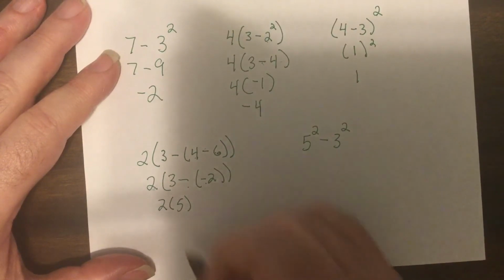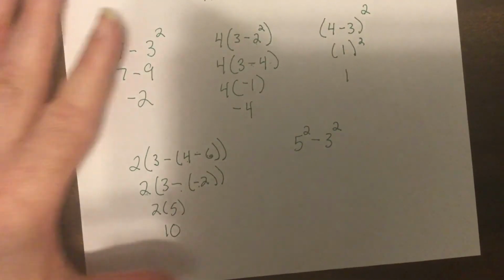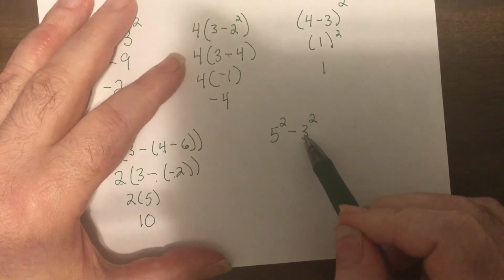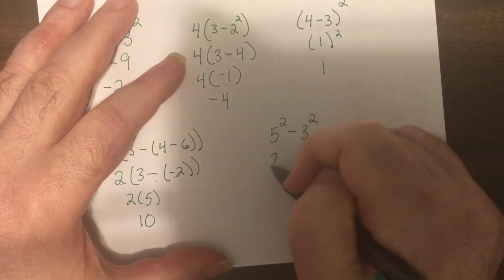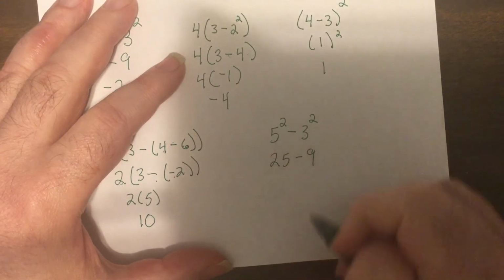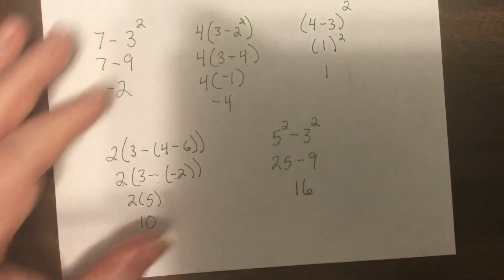Then it is 10. And the last one, I have to do the powers before I do the subtraction. So it's 25 minus 9, which is 16.